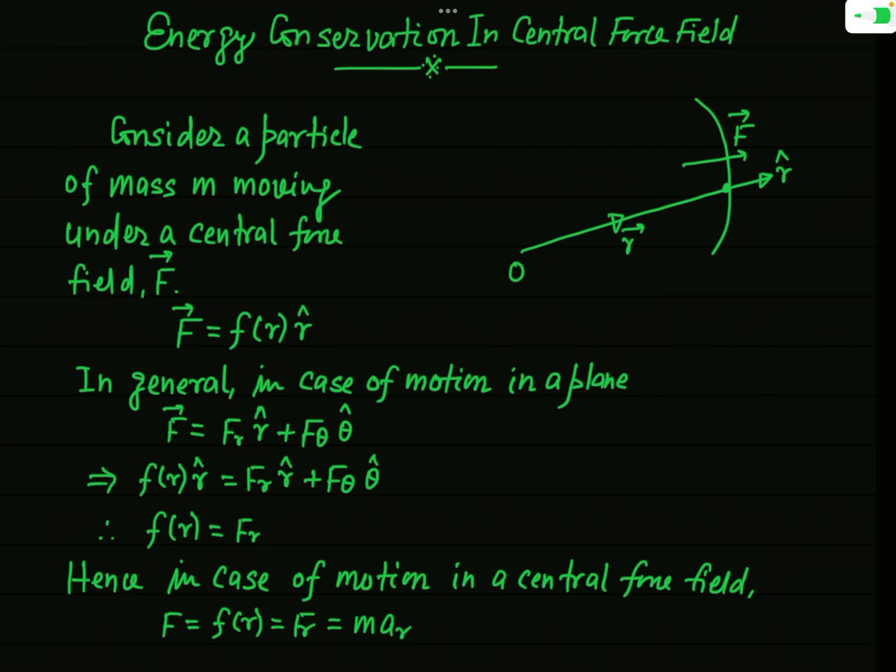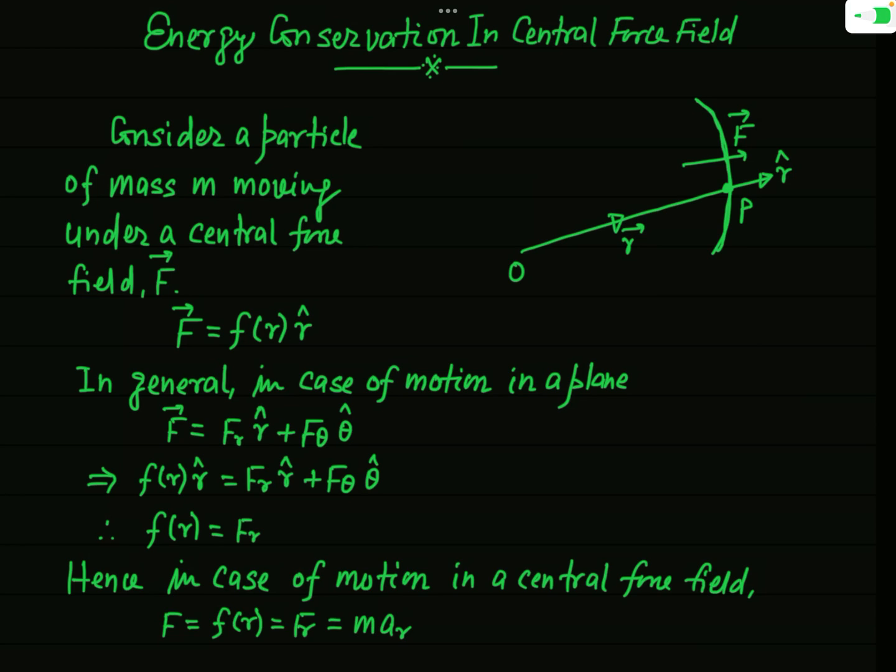So let us see how the conservation of energy can be proved for a particle moving in a central force field. For this, let us consider there is a particle of mass m and this particle is moving in a central force field. Let us see this figure. I have shown that this is an arbitrary path or a planar curve along which our particle of mass is moving, and during the motion at any instant the particle is at this point P.